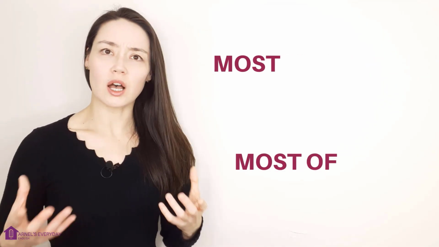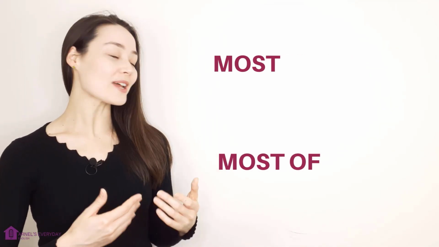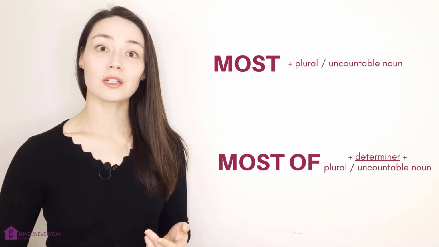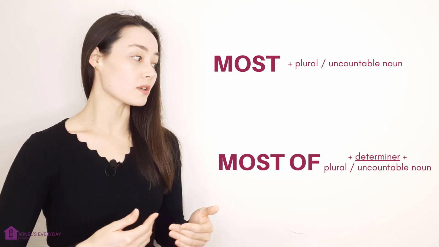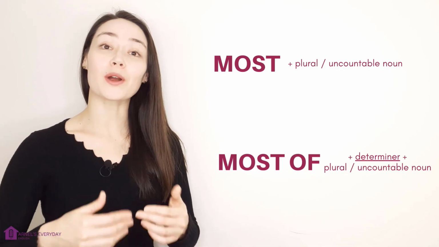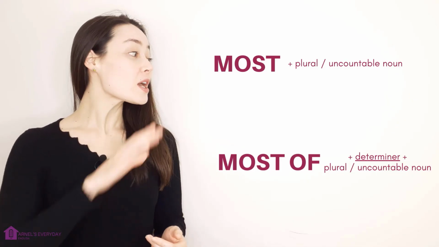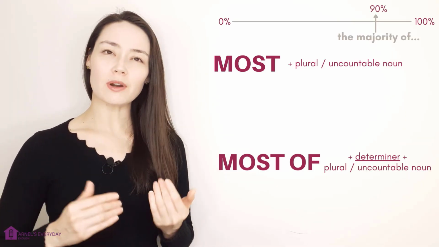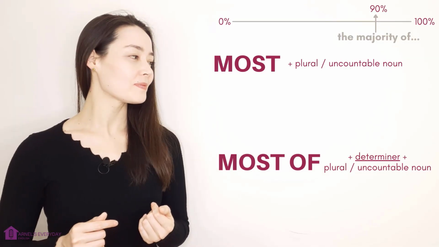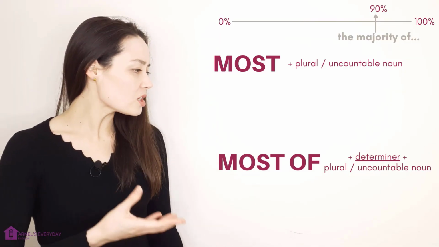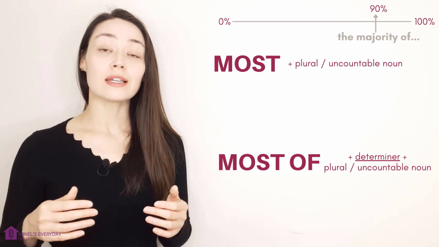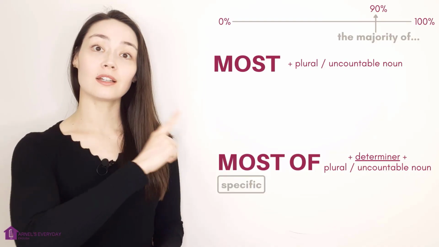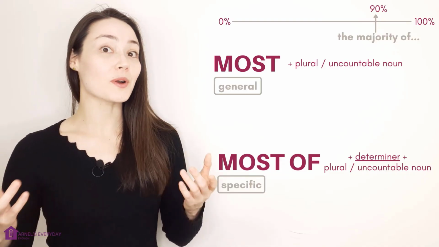Most or most of. I have the grammatical structures here. Most plus plural or uncountable noun. Most of plus determiner plus plural or uncountable noun. Both of these structures mean the majority. Remember I said 90%? Why is this structure longer? Because it gives us more information. Specific, general.